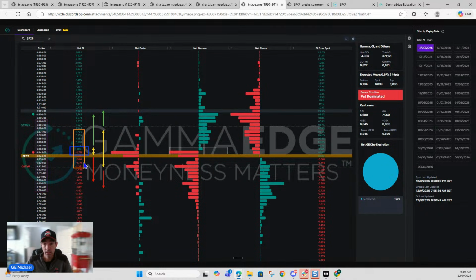I'm still leaning towards more choppy price action between 25 and 75 and just bouncing around. And then if we're above transition, we look for a move up towards 75, below transition, move down towards 25, and then ultimately down towards 6,800, where I would anticipate that to be supportive for the day.